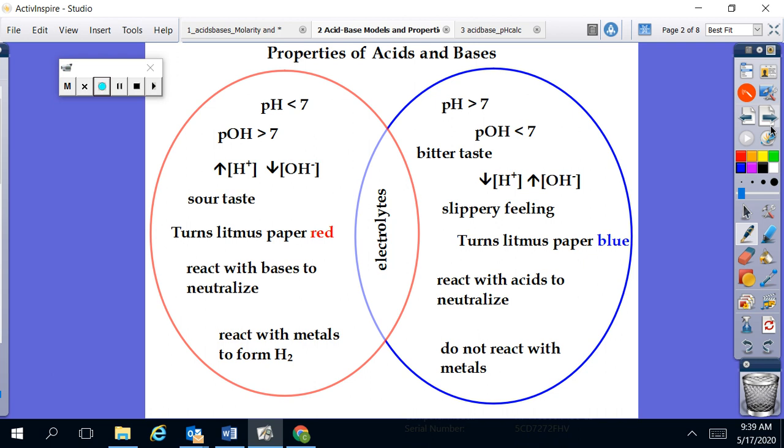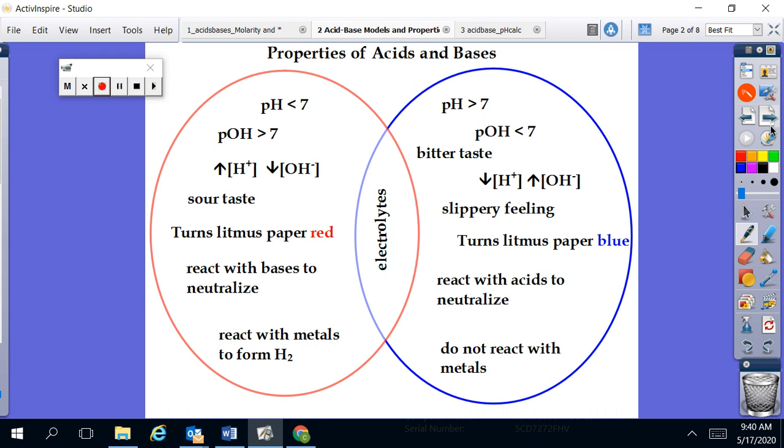Okay, now bases have a pH greater than 7, a pOH less than 7, a bitter taste, a very low concentration of hydrogen ion, and a very high concentration of hydroxide. They have a slippery feeling. They turn litmus paper blue, and they also react with acids to neutralize, which means they make a salt, an ionic compound, with water, and they do not react with metals.